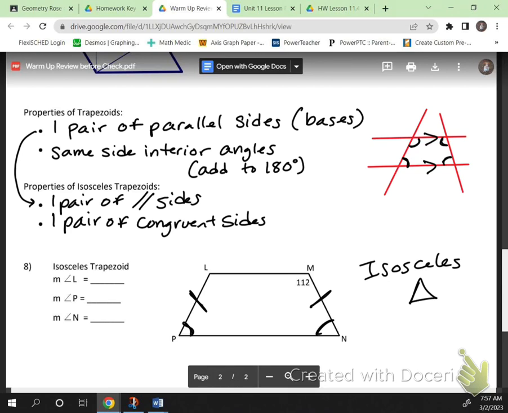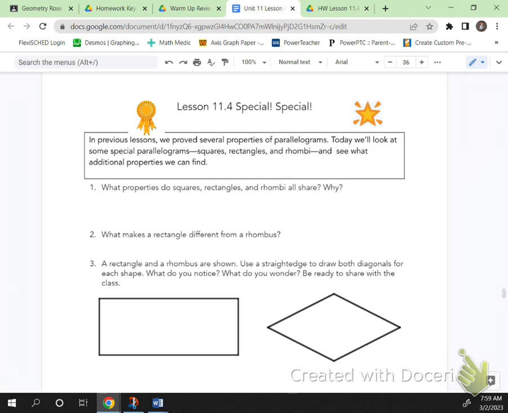Okay? Today, we're going to focus on special parallelograms. So we have to keep in mind all the properties of parallelograms. Are we ready for the next one? Page 11. 11.4. Special parallelograms. So those 5 properties we still will keep in mind. If you forgot what they are, you could flip back to 11.2. Quick notes. Today we'll look at special parallelograms. That would be squares, rectangles, rhombi. Rhombi is the plural of rhombus. And we'll see what additional properties we can find.